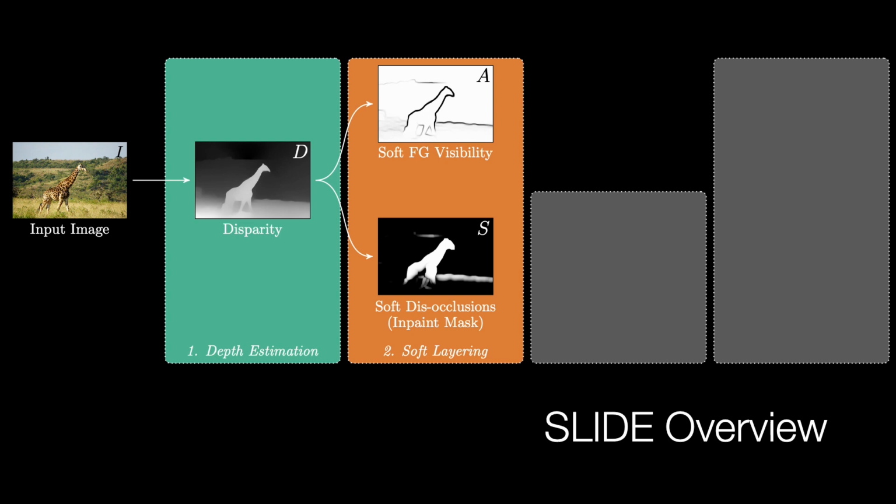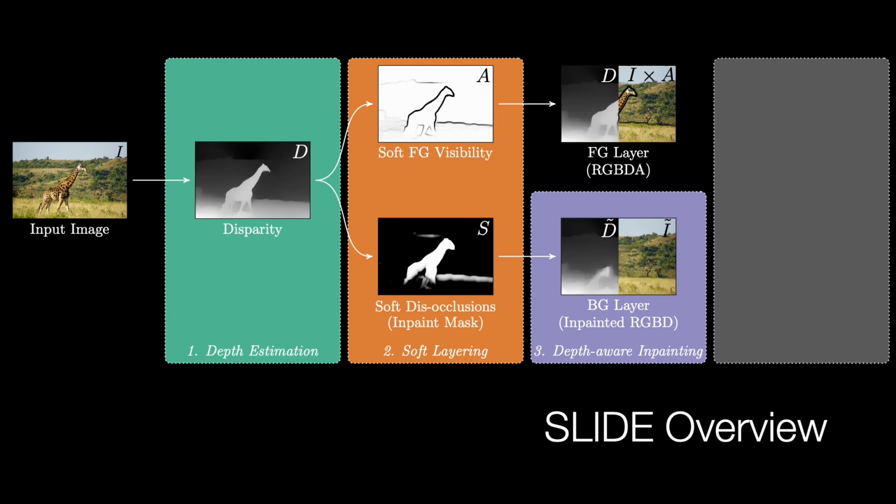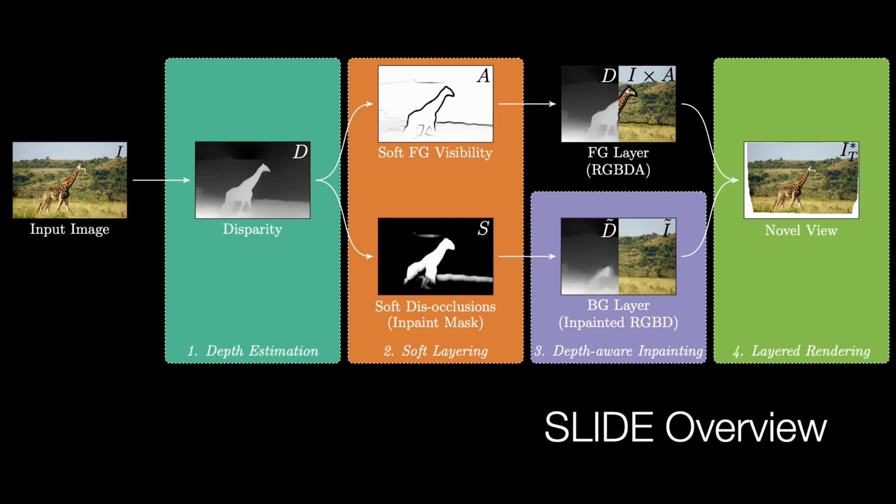We then produce a background RGBD layer using the soft disocclusions as an inpainting mask for our depth-aware inpainting network. We also construct a foreground RGBDA layer using the input image, disparity, and soft foreground visibility. Finally, we combine the foreground and background layers into novel views with layered rendering. Now, we'll briefly explain each of these components.